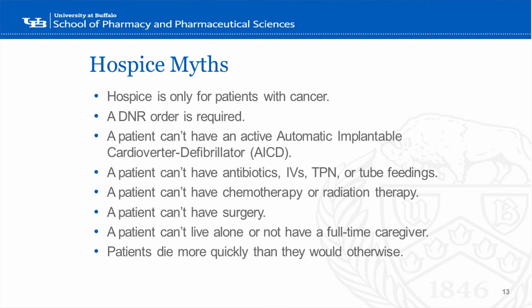Patient can't have chemotherapy or radiation therapy. Again, untrue. We often use these types of therapies as palliative care to relieve symptoms that a patient might have. Patients can't have surgeries. Again, similar to chemo and radiation, patients can have this.